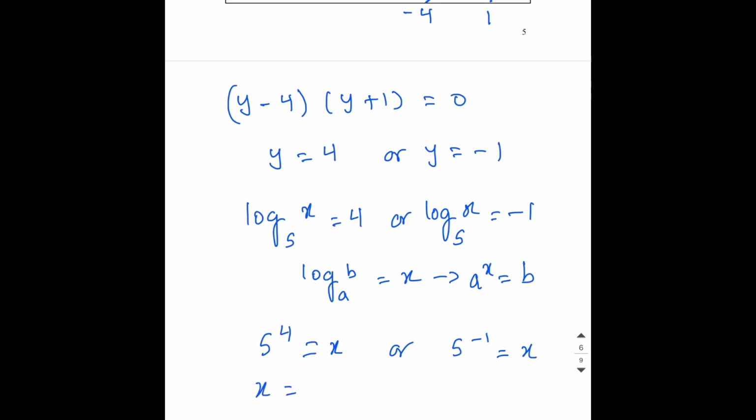So x is equal to 5 times 5, 25, times 5 times 5, 125, so that's going to be 625. And the other one is x equals 1 over 5. Okay, so that's the solution.